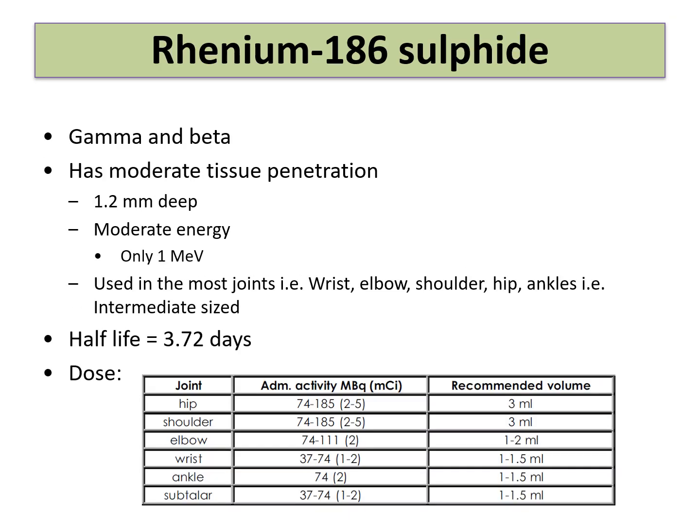Next would be the rhenium 186 sulfide. It has both gamma and beta emission with a moderate tissue penetration of about 1.2 millimeter deep. This is why it can be used for the moderate joints, because they have moderate energy, with only 1 MeV. So it can be used in the intermediate size joints such as wrist, elbow, shoulder, hip, as well as ankles. Half-life is about 3.72 days, and you can see the recommended activities for those joints in the table.